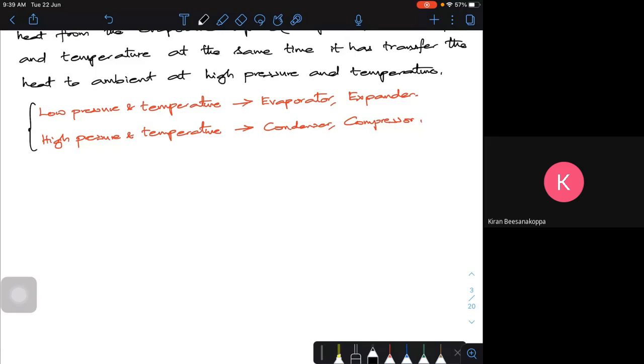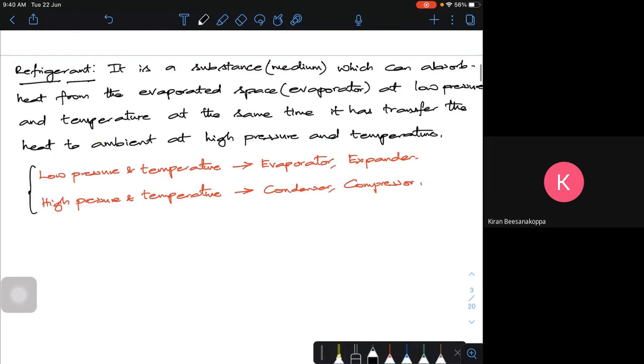Now, if I try to replace the compressor with some kind of heat addition device or some other device, it becomes a vapor absorption system. We will have an evaporator, an expander kind of device, a condenser, but the compressor is replaced by something else, then we have what is called a vapor absorption system. That we are going to discuss in the coming days.